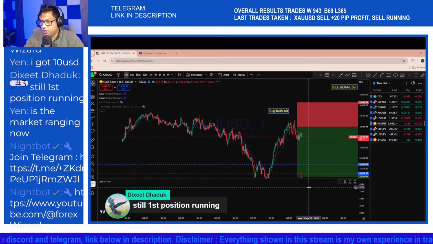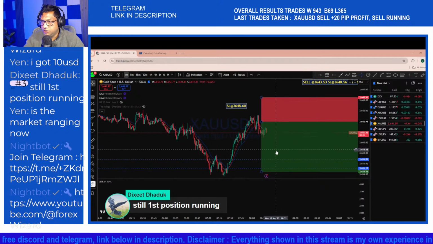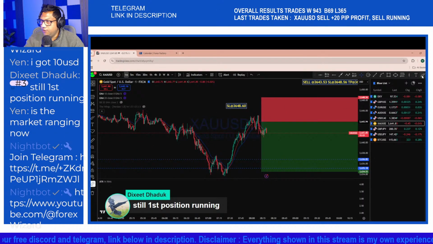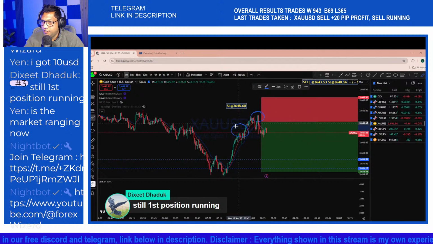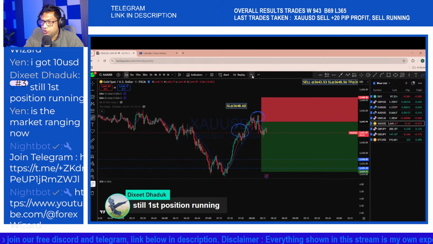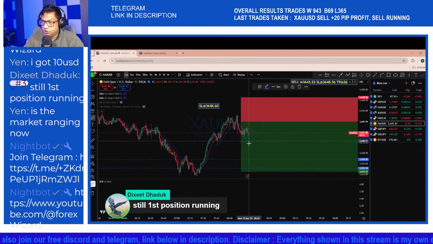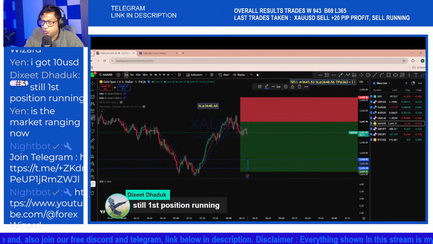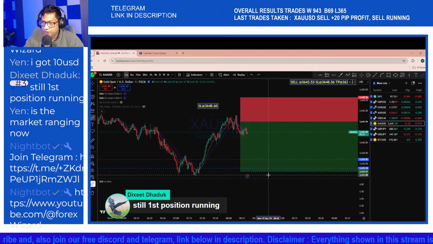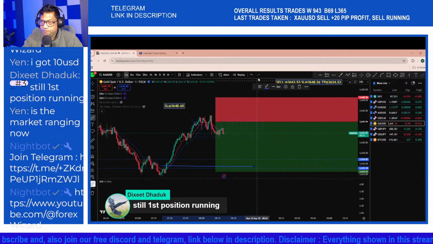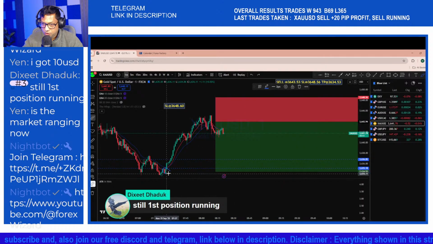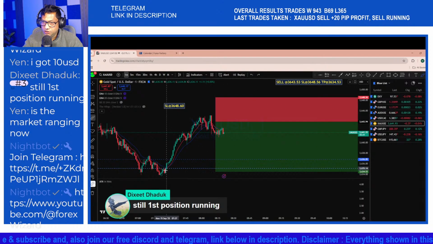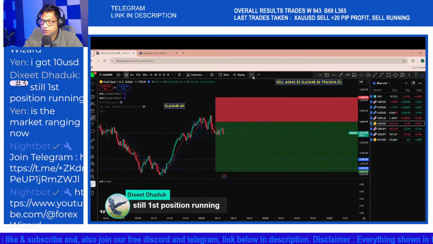Okay, getting the reaction from the high. So it is in fact now forming a head and shoulders, right shoulder, left shoulder, head. I wanted to see the market coming here to fill that zone, potentially to fill that gap here. So there is an imbalance here, a fair value gap, and this is also a high liquidity zone.